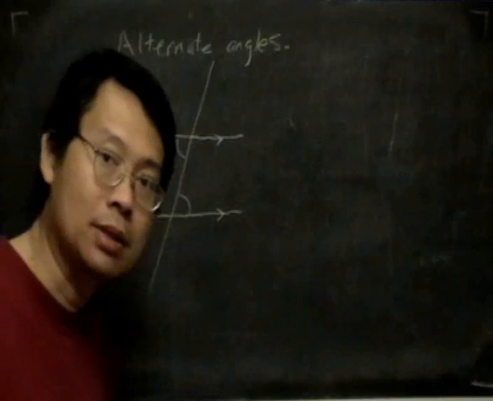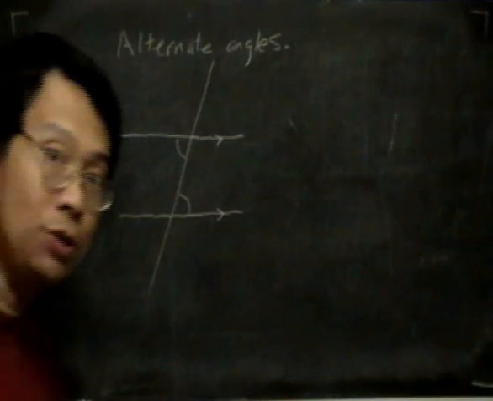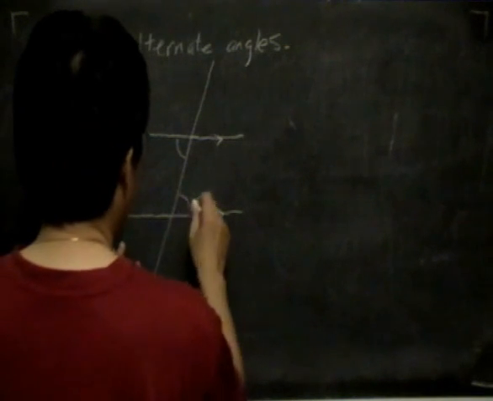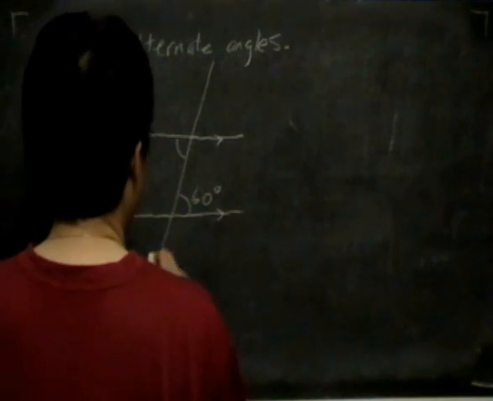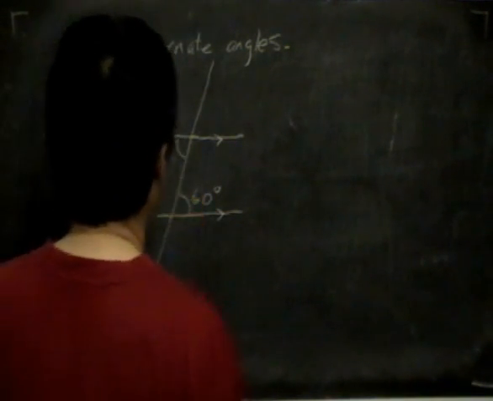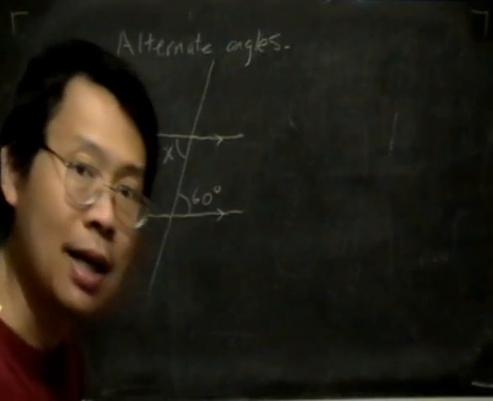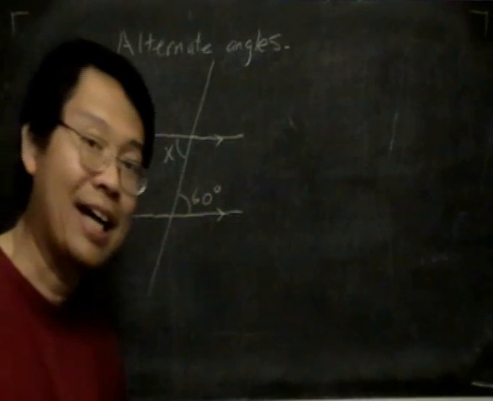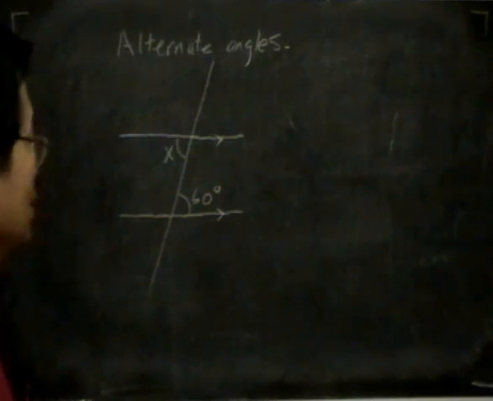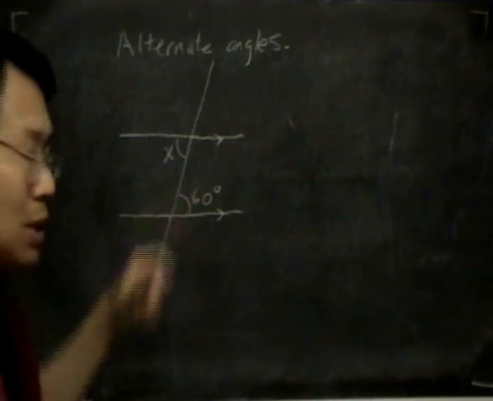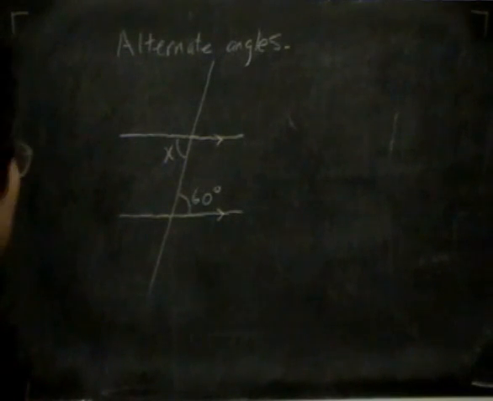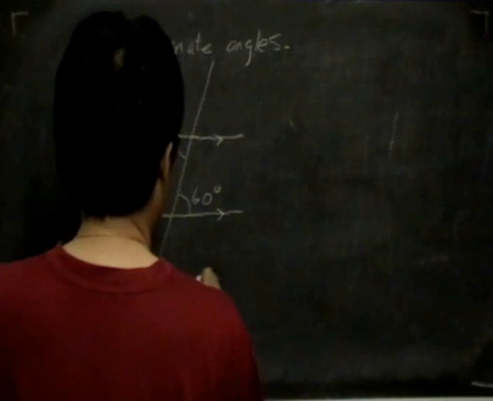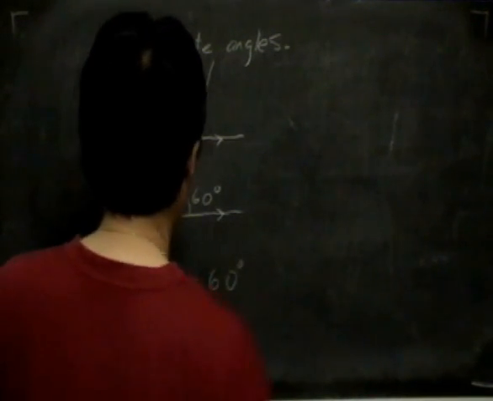So once again, you might see a question in your exam that looks like this. Suppose that this angle is 60 degrees and that is x. Find x. So if you know that alternate angles are equal, then you know the answer, that x must be 60 degrees. Okay, we have our answer. X is equal to 60 degrees.